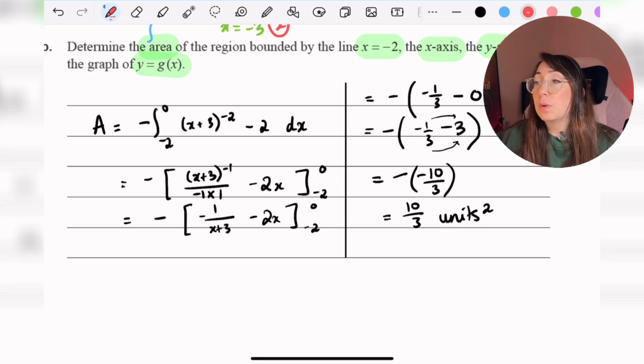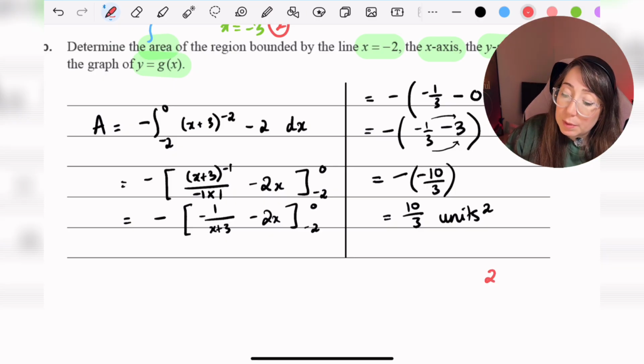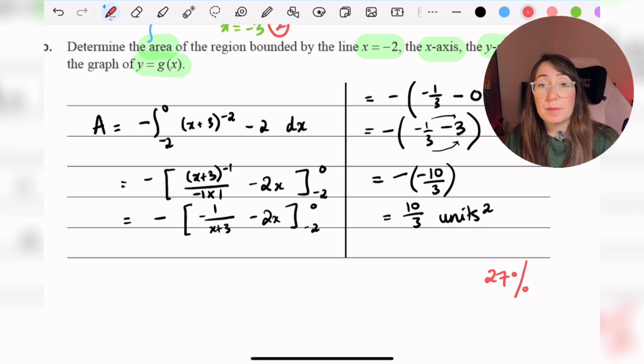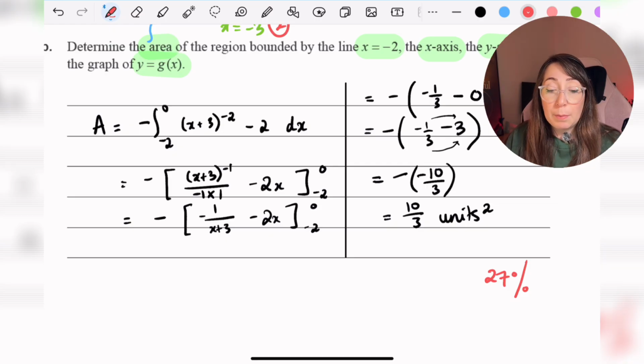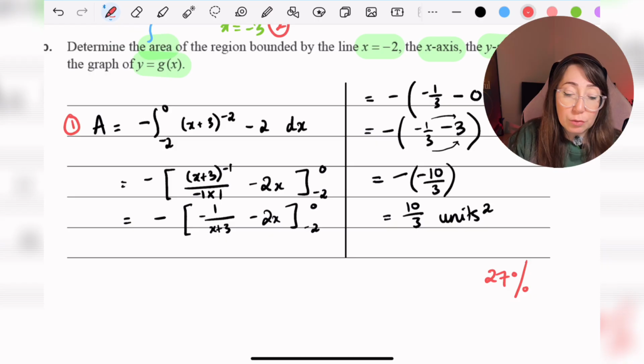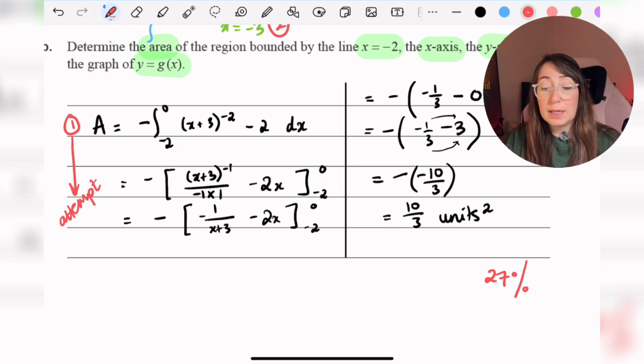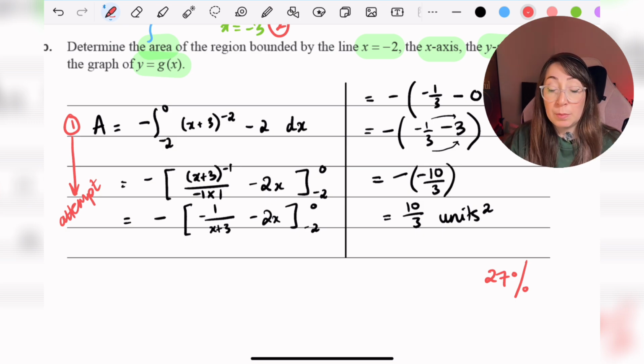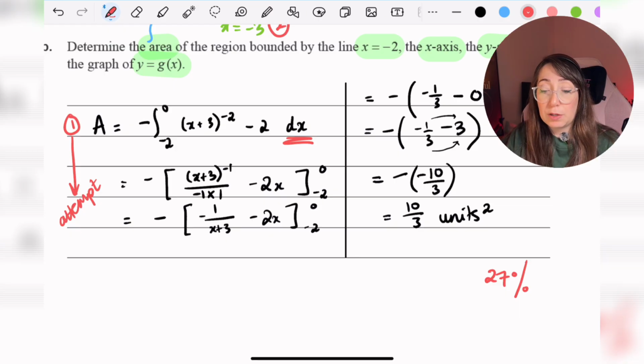In terms of the examiner's report, so first of all, only 27% of students were able to get full marks for this question. It's quite low. Where the marks were distributed, so the first mark was for not only setting up a correct integral, but also to attempt to solve it. So that might be to try to integrate it or substitute the bounds, whatever it might be. And what is also an important part of setting up this integral is this dx. If you did not include the dx, you actually lose a mark for it, because the dx clearly indicates that we are anti-differentiating with respect to x.